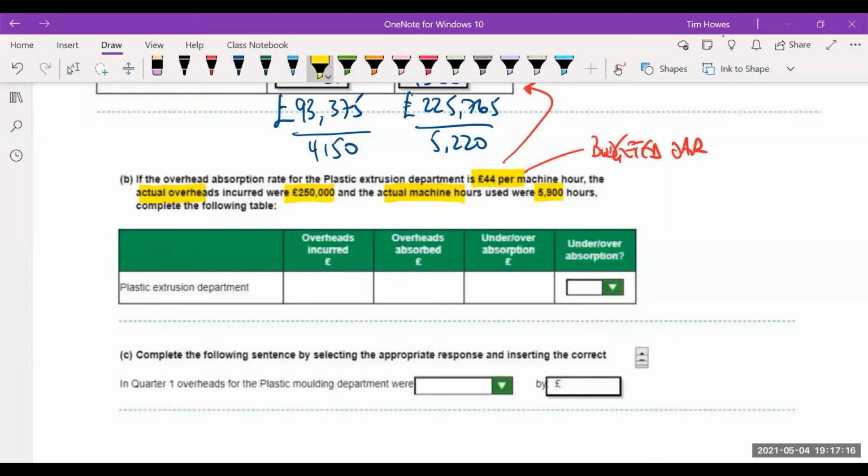Overheads incurred. So when we talk about incurred, this is the actual overheads. And of course, you can see that figure, that's the 250k. Overheads absorbed or recovered. Now, they might use that word recovered as well, as you saw in the previous question. But this is the management accountant who'll be using this predetermined number for each machine hour that is being operated in this extrusion department.